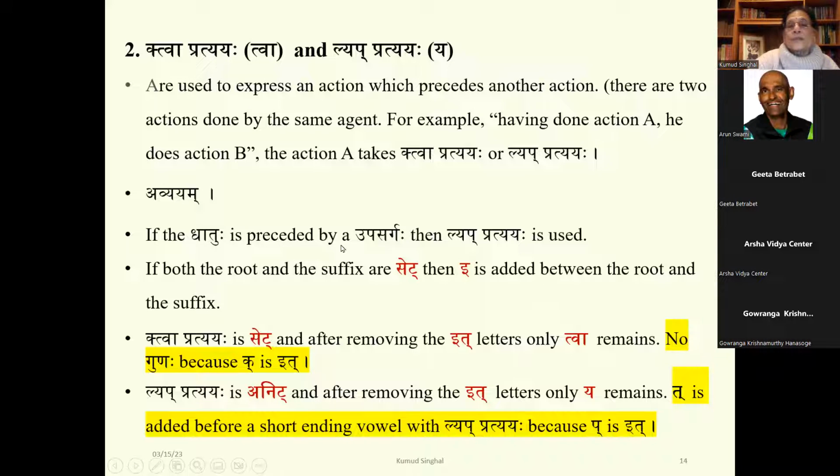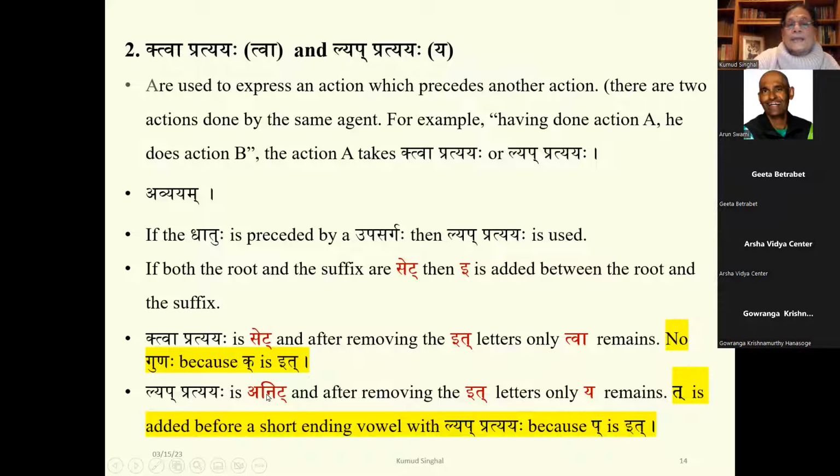If the dhatu is preceded by an upasarga, then liyap is used. If both the root and the suffix are set, then e is added between the root and the suffix. The katva pratyaya is set, and after removing the it letters, only twa remains. No guna because ka is it. That is all the information. That's why these it letters are very important. They determine what will happen, whether it is a guna, vriddhi, and many other things.